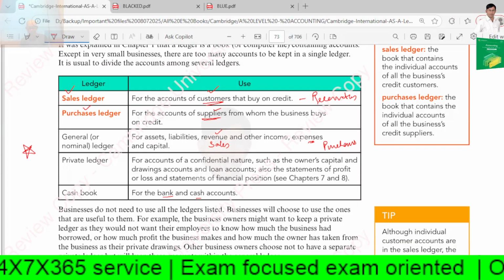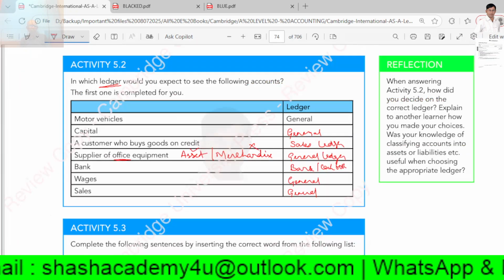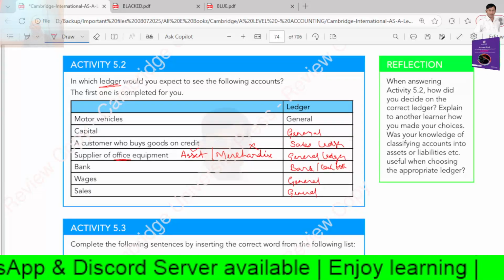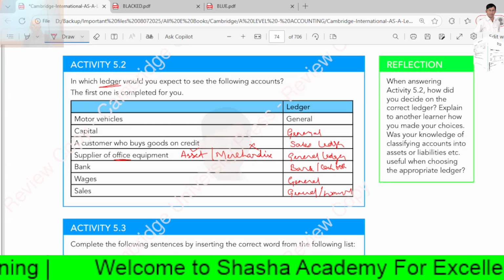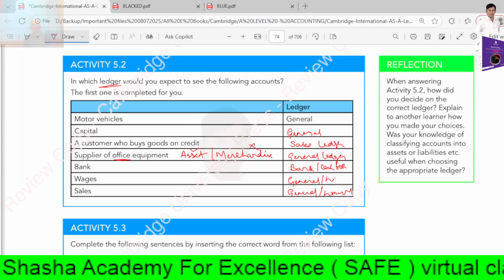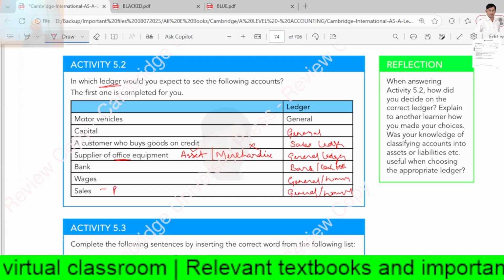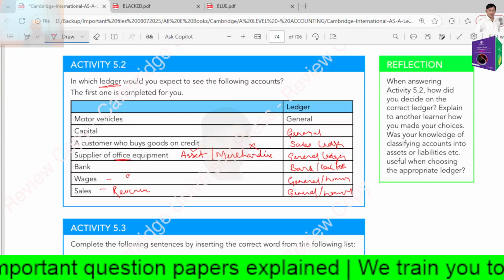Very important. Sales is in the general ledger, also called the nominal ledger. Why? Because it is revenue. Wages is an expense.